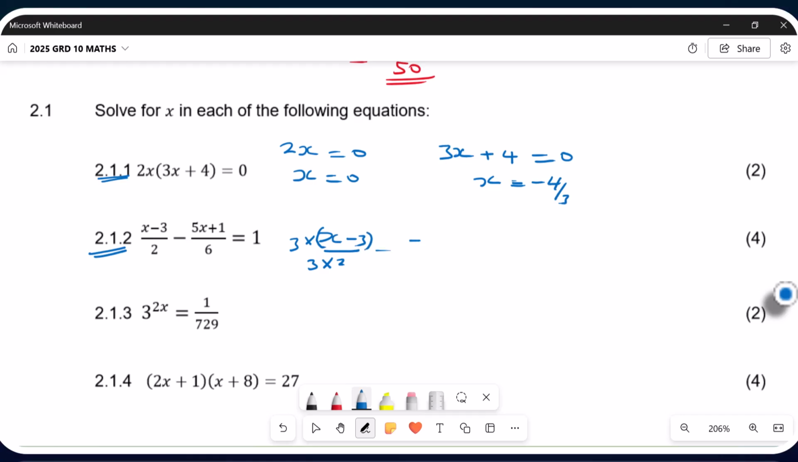But then to put it in the numerator, the negative power, right? So I'm going to say 3 power 2x equals 3 power negative 6. Do you agree with me? And so now I have the same base. What do I do now?